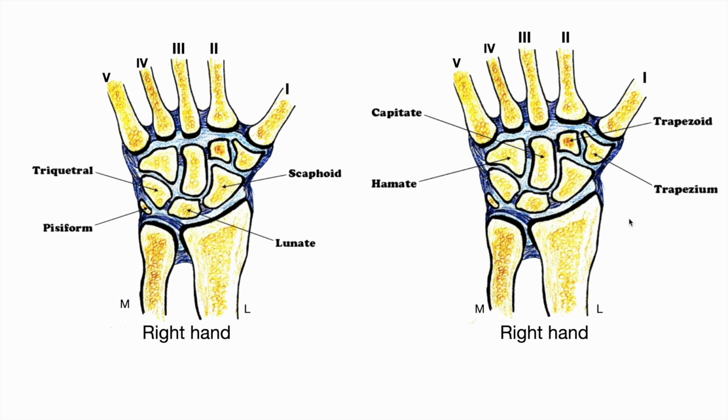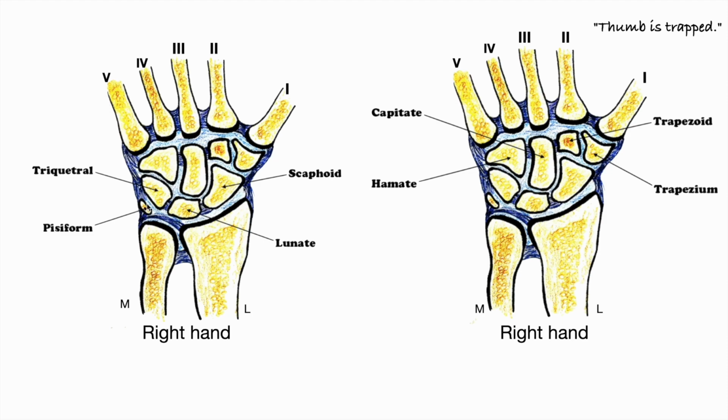The only very short mnemonic that I will give you is thumb is trapped. So you will remember that the two bones that contain trap are on the same side as the thumb. And additionally, the smaller bone, which is the pisiform bone, is on the same side as the little finger, as the two little ones found each other.